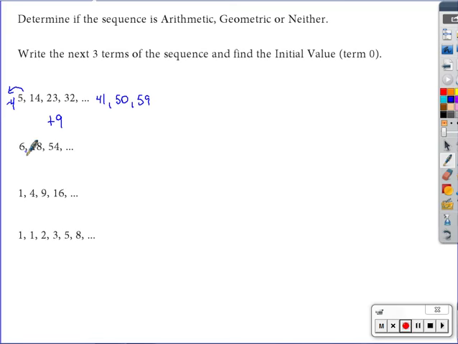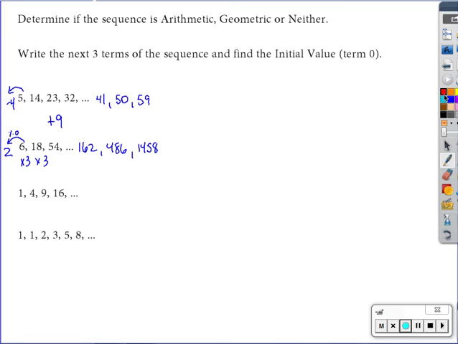Next, I noticed that 6 to 18 is adding 12, but 18 to 54 is a bigger jump than that. So I would want to probably look for multiplication. 6 times 3 is 18. 18 times 3 is 54. And then to write the next 3 terms, I would just continue to multiply by 3. I would get 162, 486, and 1458. To go backwards one time, I would have to divide by 3. That's how I get my 0 term. And 6 divided by 3 is 2.